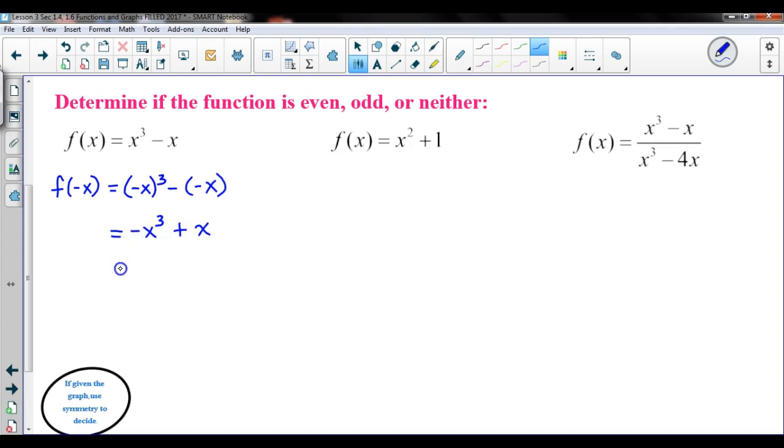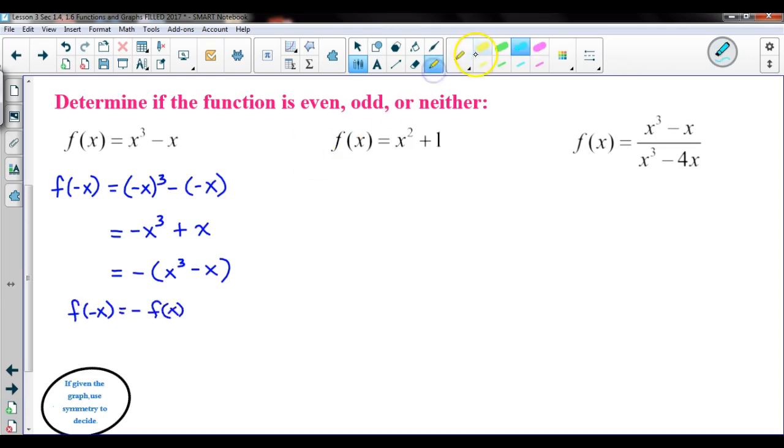So what I suggest is factor out a negative, and see if you have negative f of x. Meaning, do you have negative and then the original function back? And do we? Do we have negative f of x? Yes, we do. So since f of negative x is equal to negative f of x, do you see that?